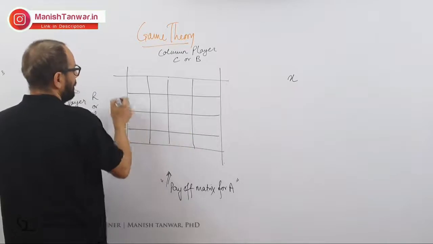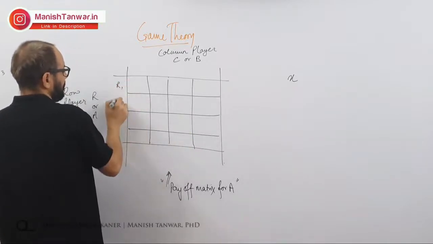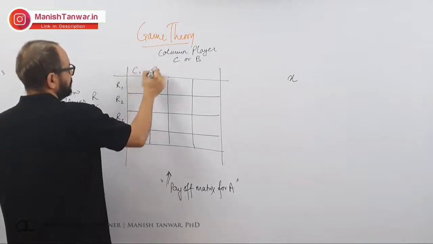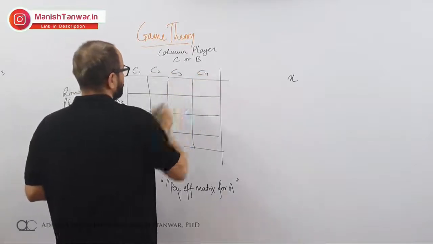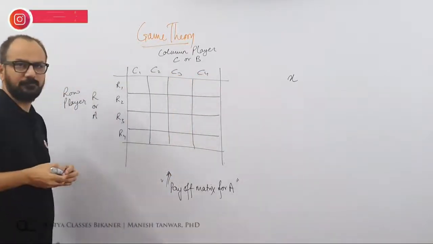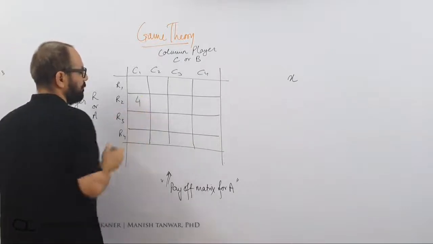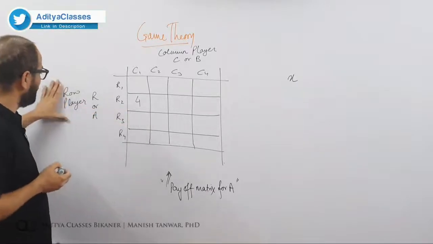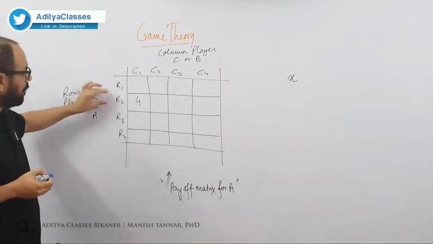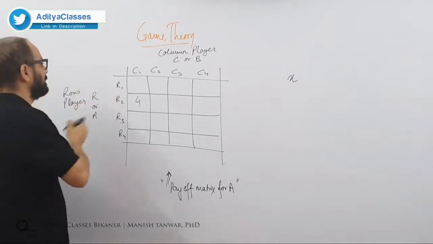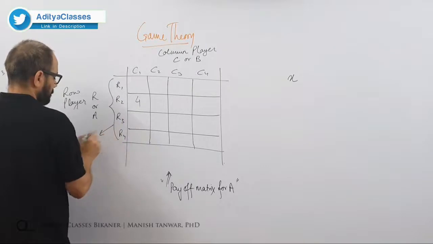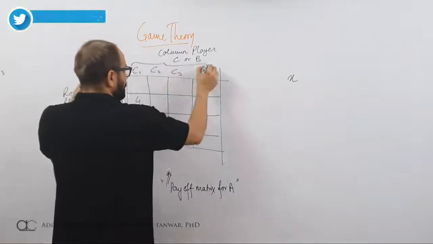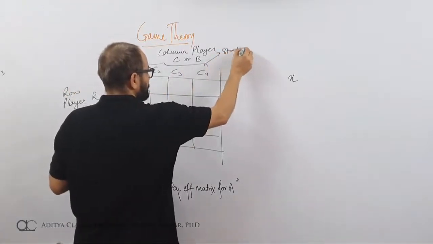What do we mean by the game being written according to the row player? It means that if I put a 4 over here, what does this 4 mean? That when the row player, or player A, selects the second strategy, what are these? Strategies.